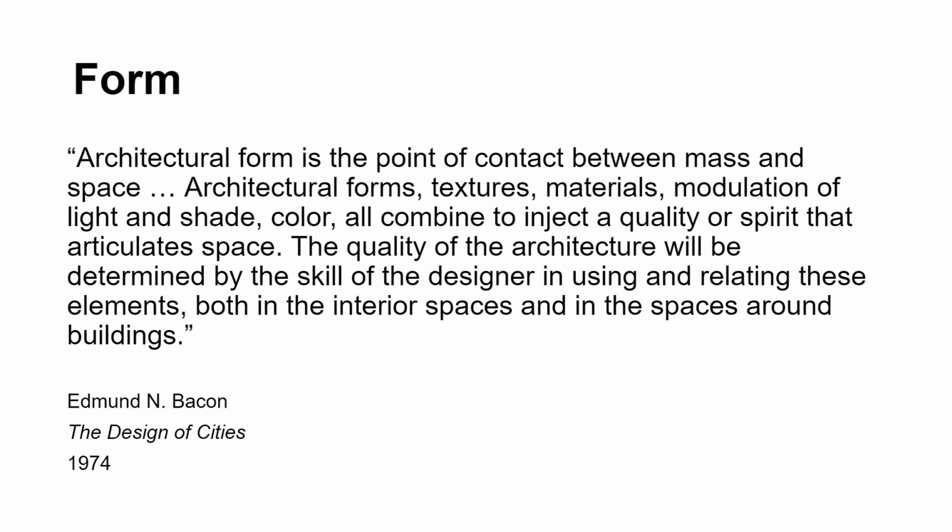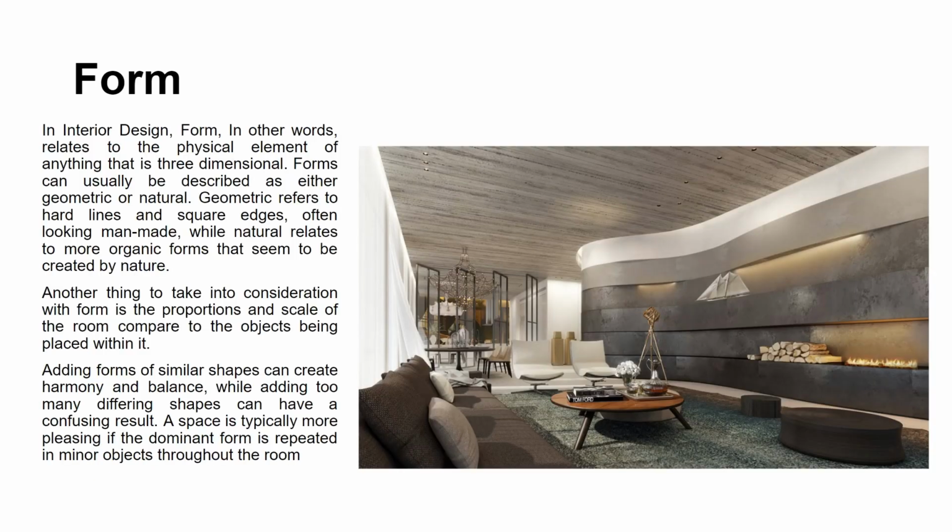Since we are in the course of built environments, the limitations between where architecture, interior, and landscape begin and end will always be a collaborative effort. In interior design, form relates to the physical aspect of anything that is three-dimensional. Forms can usually be described as either geometric or natural. Geometric refers to hard lines and square edges, often looking man-made, while natural relates to more organic forms that seem to be created by nature.